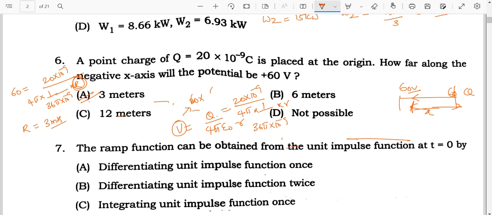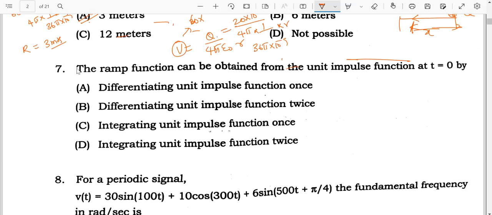Okay, the next question is: the ramp function can be obtained from the unit impulse function at t equal to 0 by which operation? It is a simple question. You have to arrange the order: parabola, ramp, step, and impulse. If you go in this direction, it will be differentiating, and if you go in the other direction, it will be integrating.